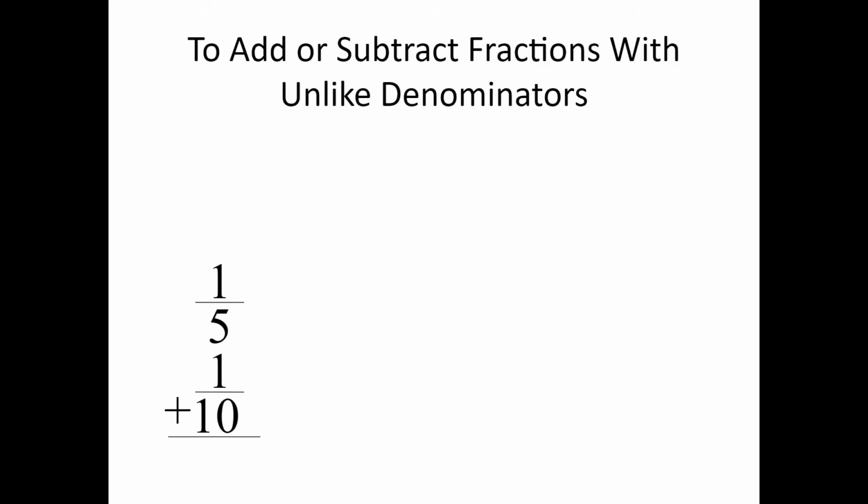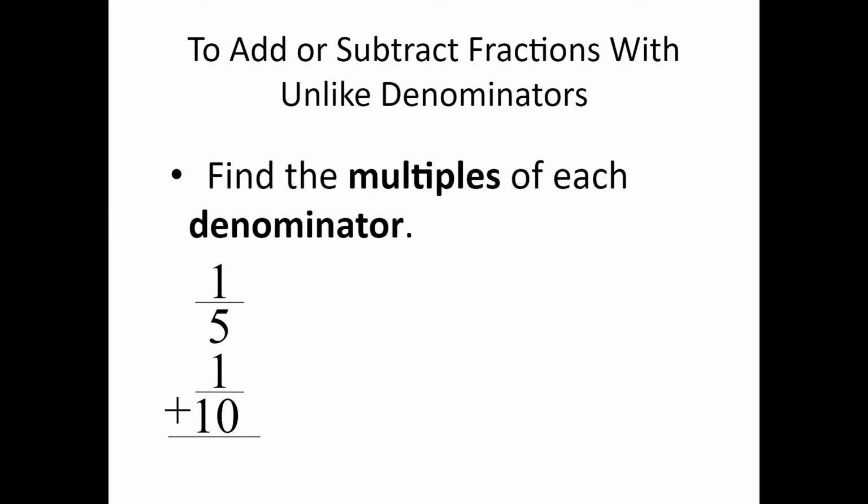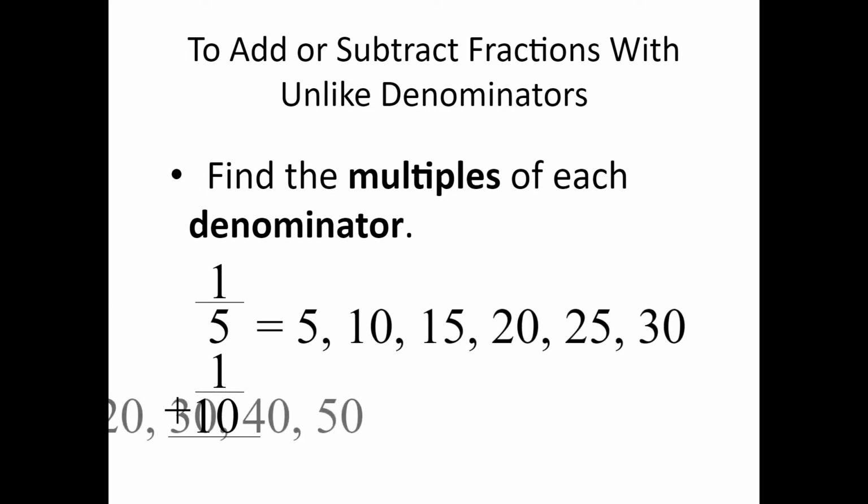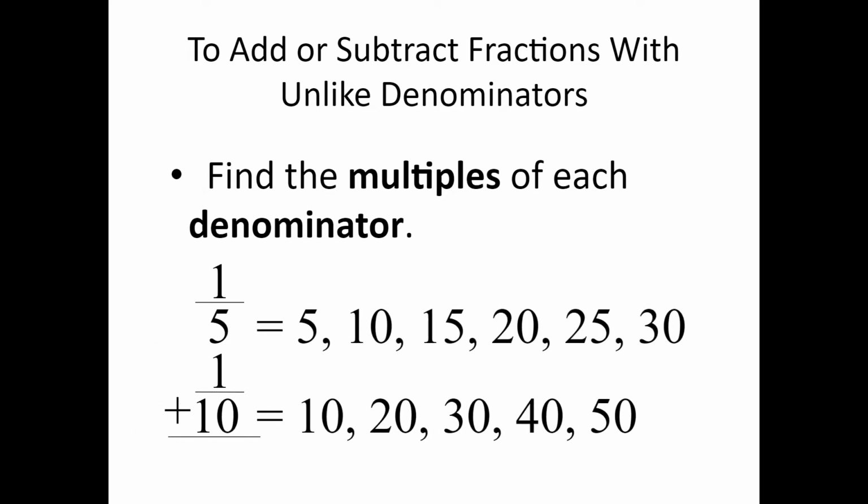Now, let's add fractions with unlike denominators. 1/5 plus 1/10. First, you must find the multiples of each denominator. The multiples are simply the products of each denominator, 5 and 10. All you'll do is 5 times 1, 10 times 1, 5 times 2, 10 times 2, 5 times 3, 10 times 3, and so on. Like I did here.